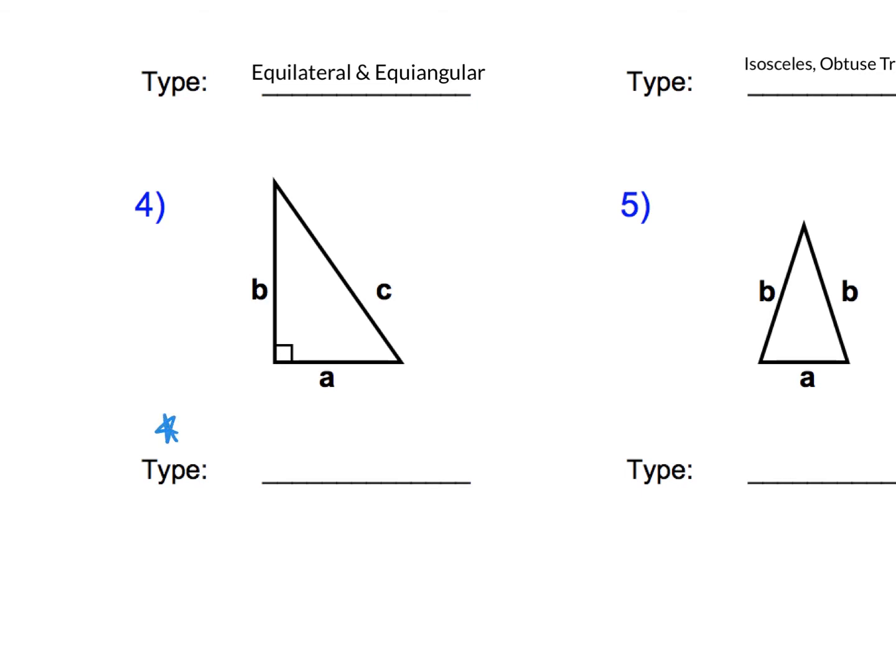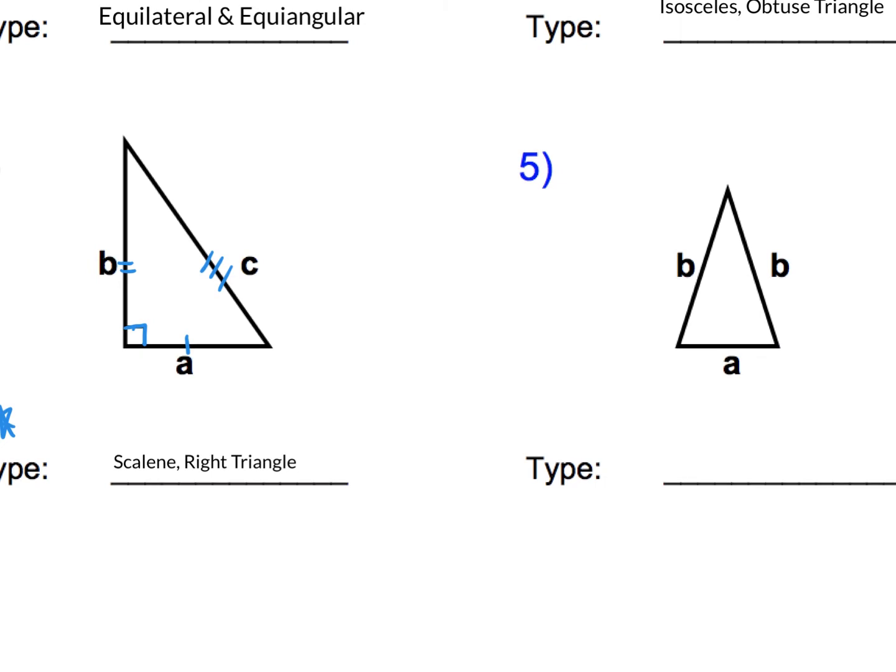How about number 4? What kind of triangle is this? Anytime we see that it's a right triangle, and we have 3 different letters on there, so we know our sides are 3 different lengths. So this would be a right scalene, or scalene right. It doesn't matter which order you write those in.